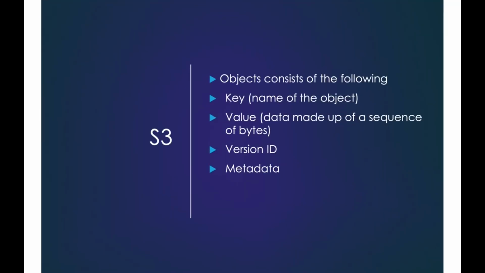And the objects that you store on S3 consist of the following. First of all, it has a key, which is the name of the object. It has a value, which is a sequence of bytes, and it has a version ID in case you enable versioning, and some additional metadata about the object.